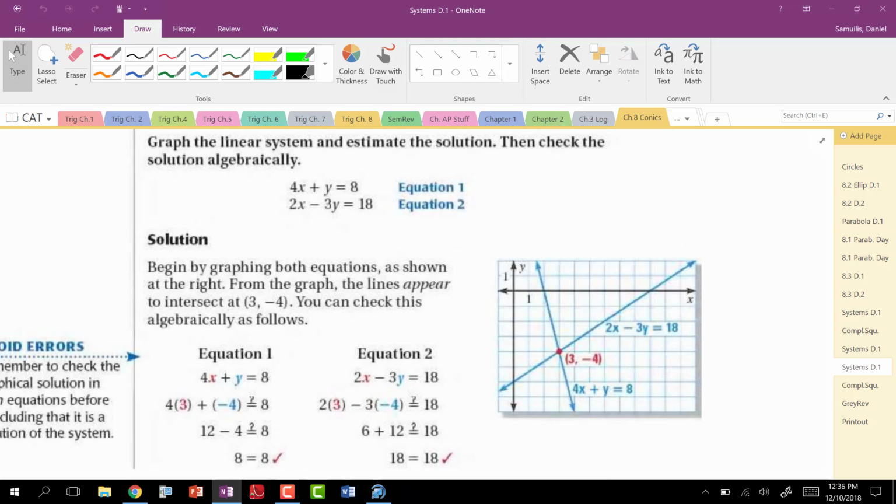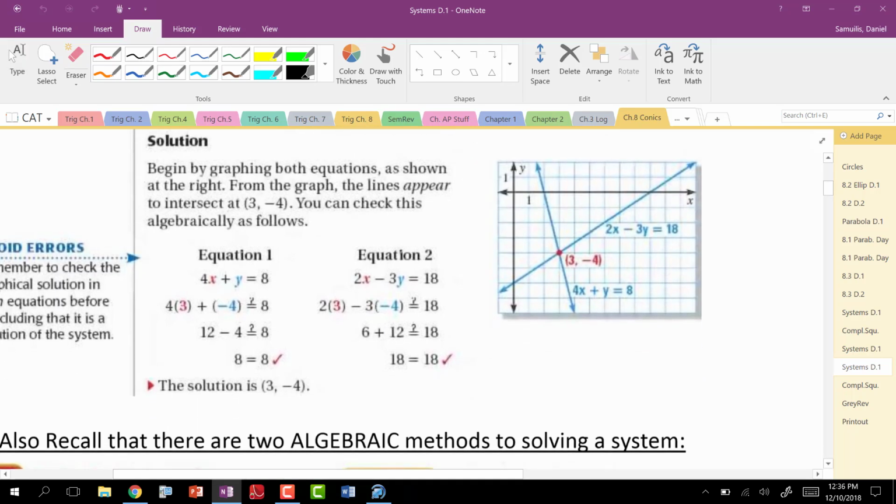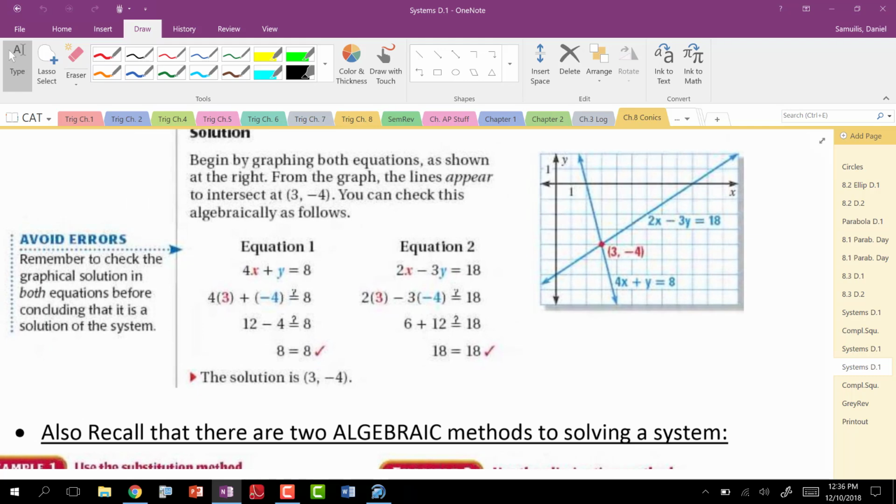Okay, so what you had back in the day was solving systems of equations of lines. The first way that you had to do it was by graphing. And the solution to the system is where the 2 lines cross. Then you pull that coordinate out, and that's the solution because it actually satisfies both equations. Now there's 2 algebraic methods to solve a system. Remember what those are? Substitution and elimination.